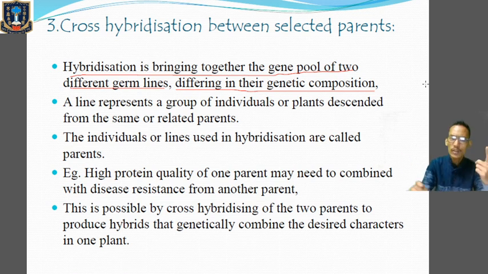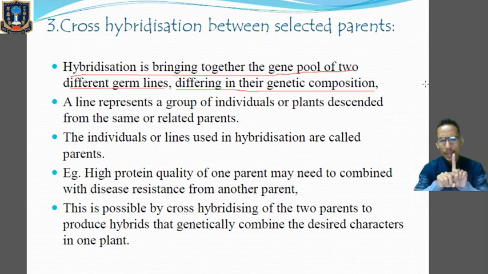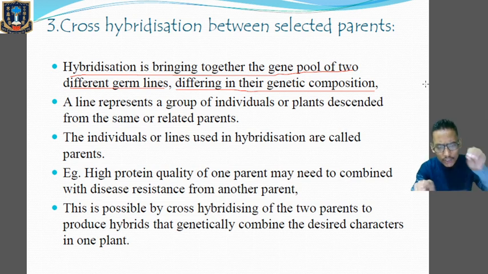So what we are doing, with the help of hybridization, is combining two genes: the gene for higher production and the gene for disease resistance. Whenever these parental characters undergo hybridization, the progeny produced will carry the characteristics of both parents. That means the progeny will have disease resistance and the higher production character. That is called cross hybridization.